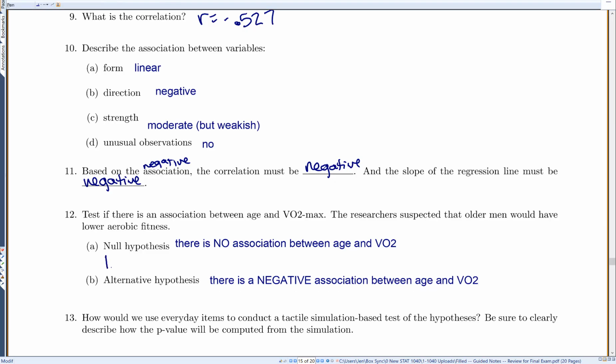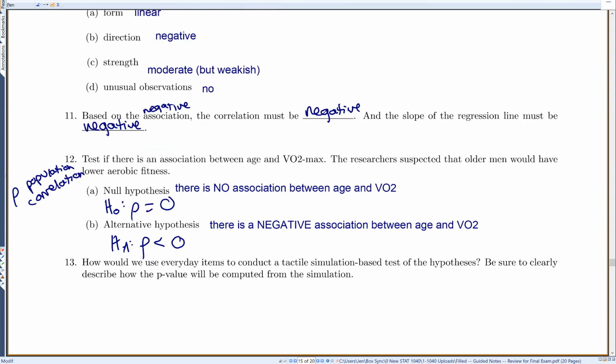And if we want to do it in symbols, our null would be the, now remember this rho symbol? This is my population correlation. So that's called rho, it's my population correlation. So we think our population correlation would be 0 under the null. So if it's 0, there's no association, they're just kind of randomly scattered. My alternative then is that we think our population correlation is less than 0, that it's a negative association.